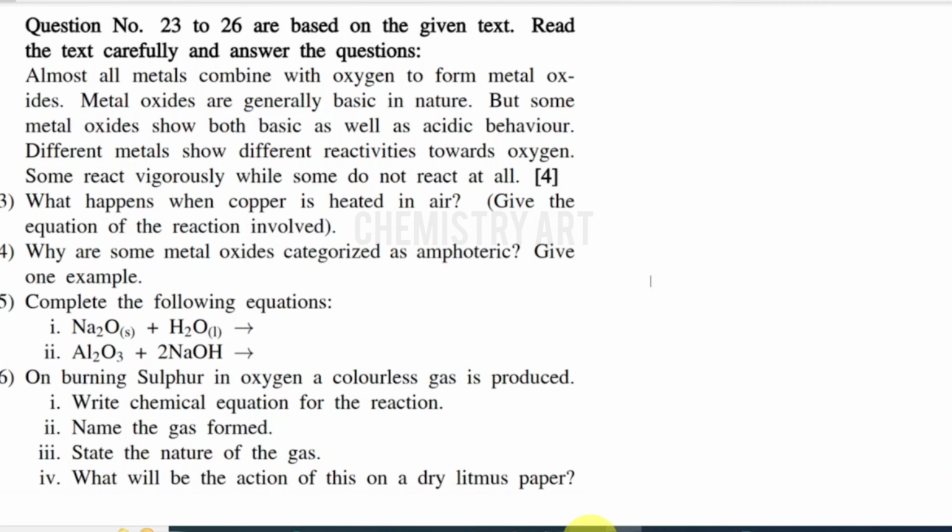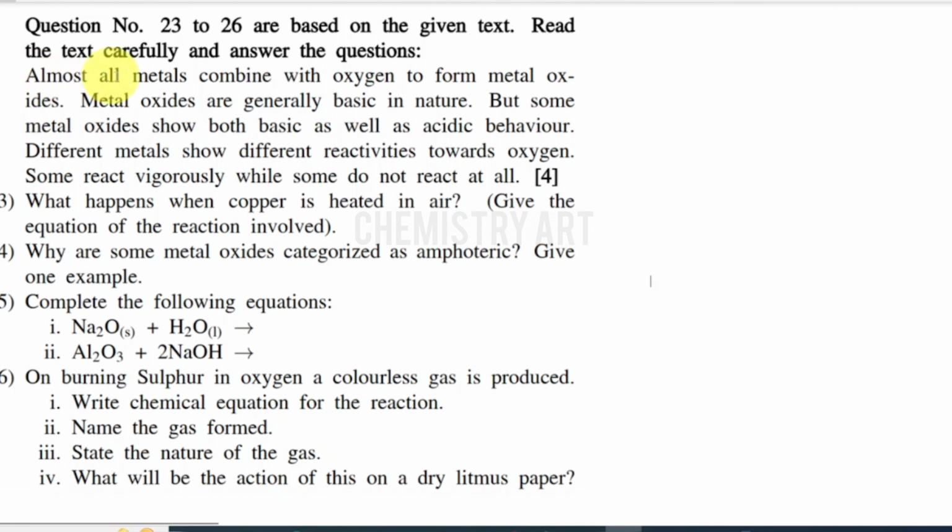So once again, I'm here with a new case study question of class 10th. So here, what is the question? You can read that questions number 23 to 26 are based on the given text. Read the text carefully and answer the questions. So what is the para or the text given here?